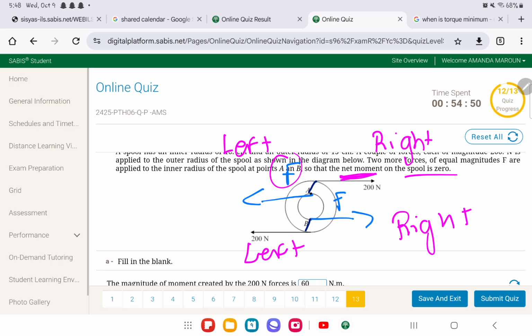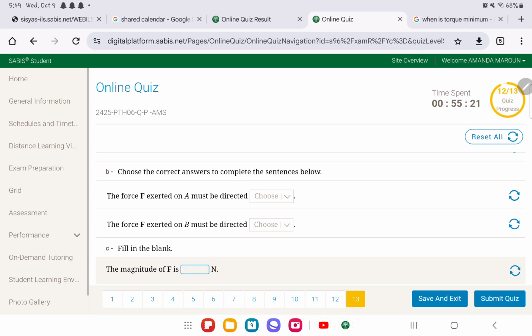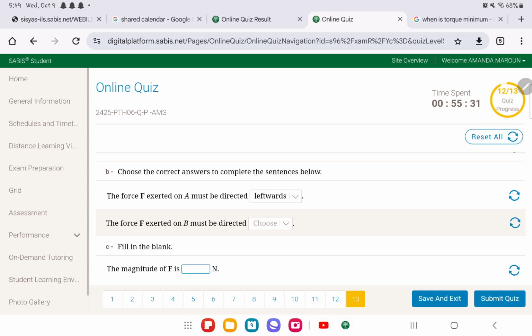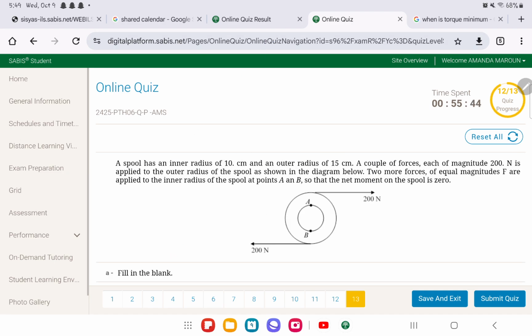So we need to find the moment of this, and we're gonna add it to the moment of this, and it needs to be 0. For this to happen, they have to be in opposing directions. So in the final question, which is to find the magnitude of F, I will explain to you why exactly force F exerted on A must be leftwards and force F exerted on B must be rightwards. So now we need to find the magnitude of F.